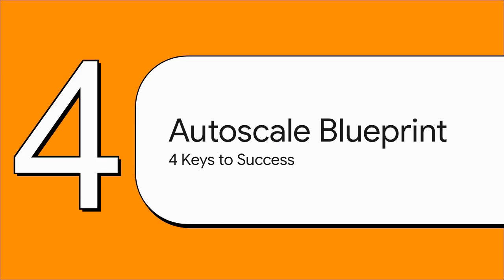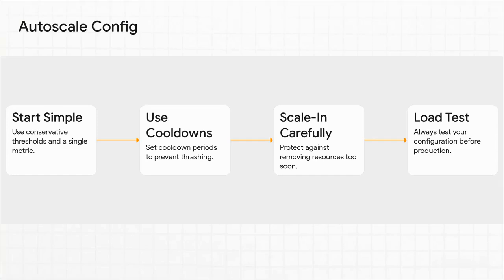So let's pull all of this together into a simple, actionable blueprint for you. These are the 4 key recommendations that will help you get auto-scaling right the first time and help you avoid all those common mistakes. Number 1, start simple. Just pick one metric like CPU usage and set a conservative rule, like scale up if CPU is over 75% for a full 10 minutes.